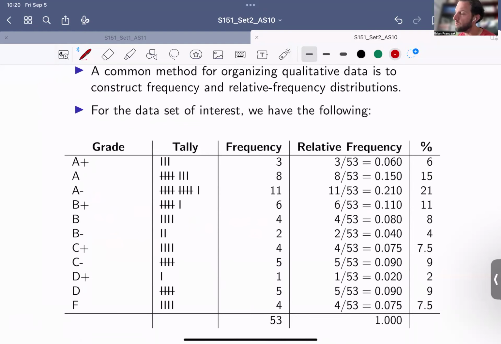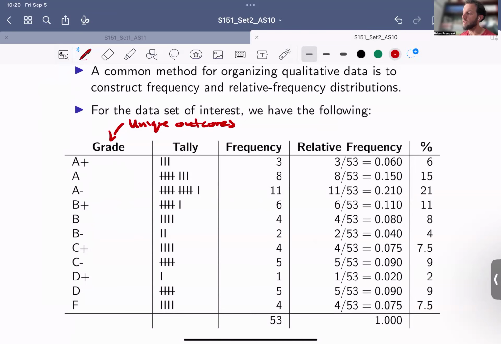The first thing we do is we identify the unique outcomes in the dataset, so the unique grades. So in this particular dataset, we have A plus, A minus, B plus, B minus, C plus, C minus. Notice there are no C's. A D plus, a D, and an F. So those are just the unique outcomes that are available to us. The second thing we do is we simply count how many of each of those we have.